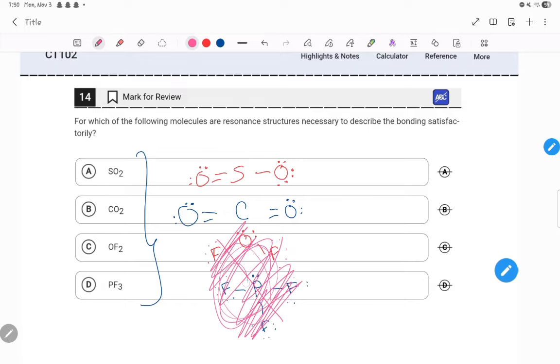Resonating structure means that the bond can change its place. Here, if the bond changes its place, it doesn't matter. It's as if it did not change. So we cross this one out. This one, if you change the place of the bond, yes, it will matter because it will change the entire structure, okay? So this is the resonating structure. Now we'll move on to question number 15.